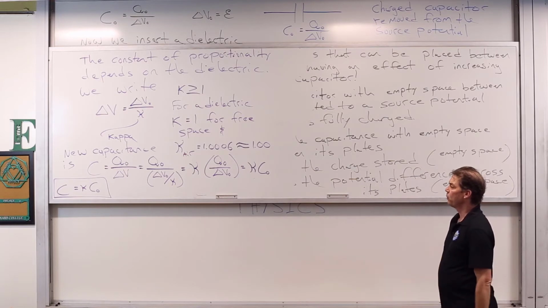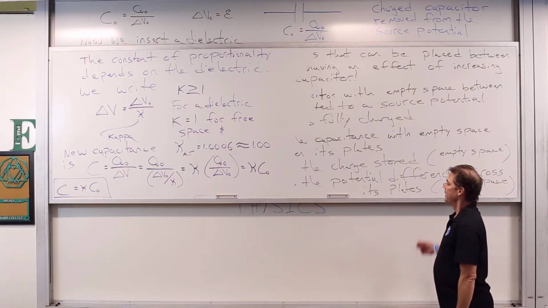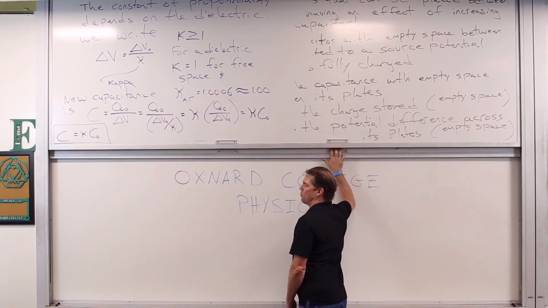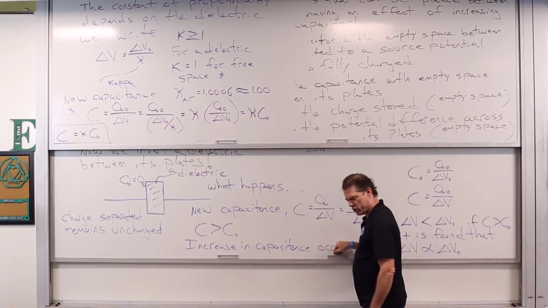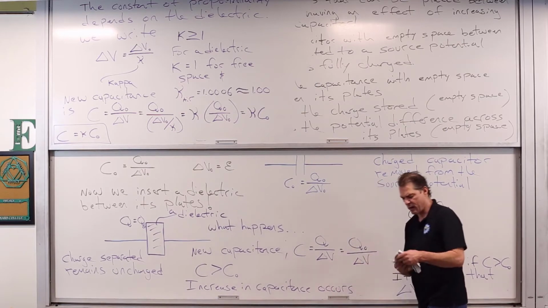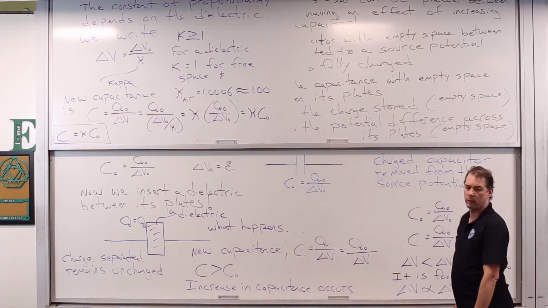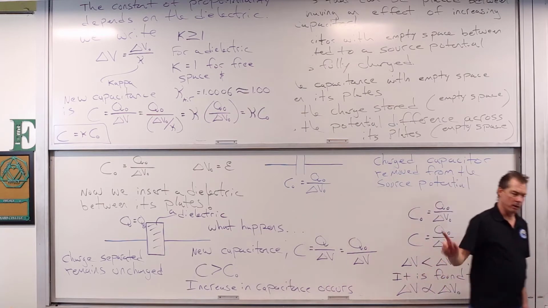So that's what we've got going on with this. There's some other things that kind of fall out of this. Some of it's, well, why do we get a smaller potential difference across the plates? And what else is going on? And that's what we're going to look at here one moment. Be right back.